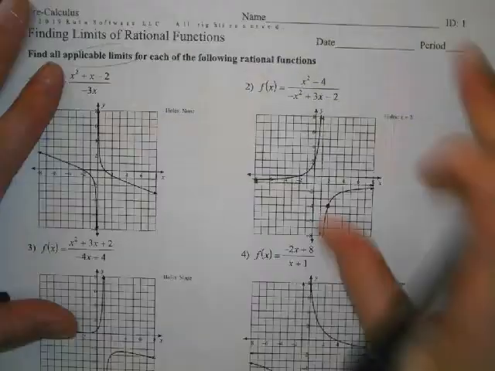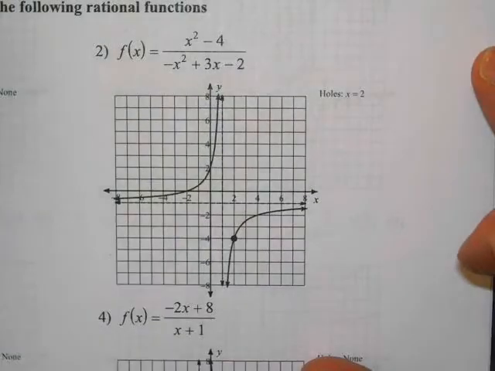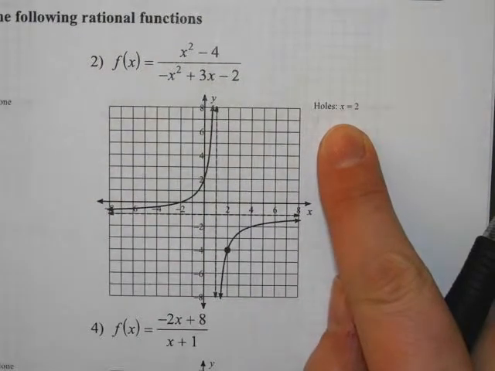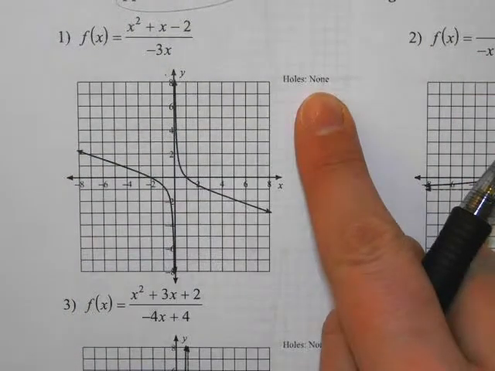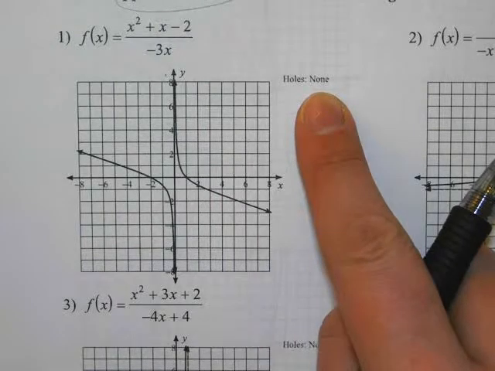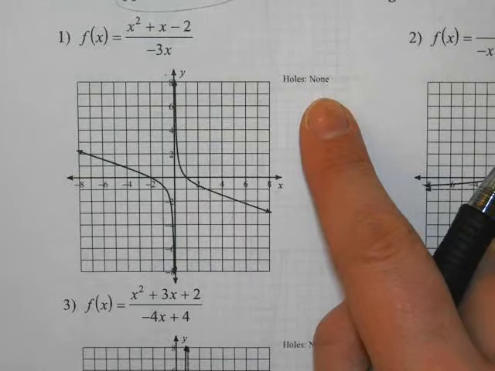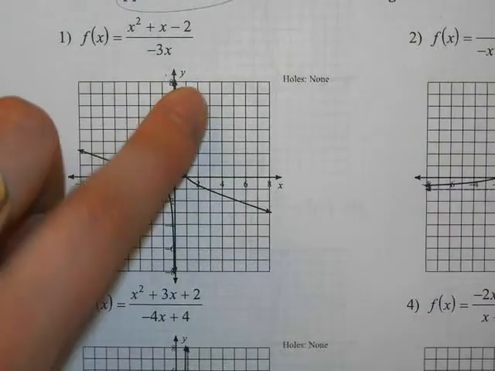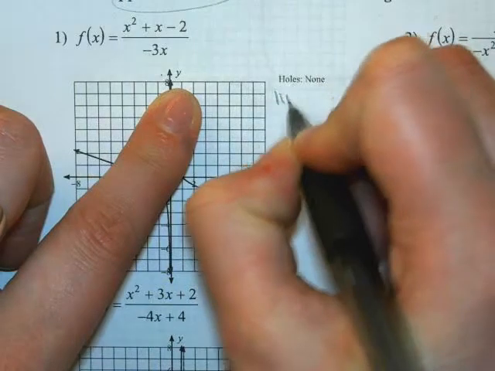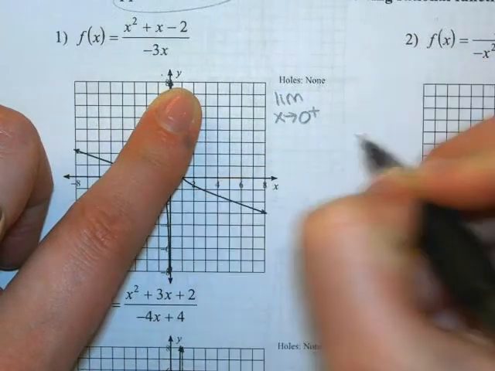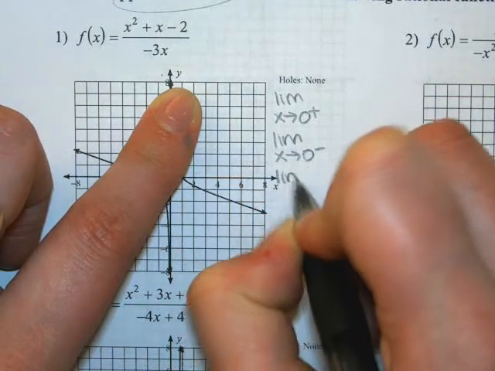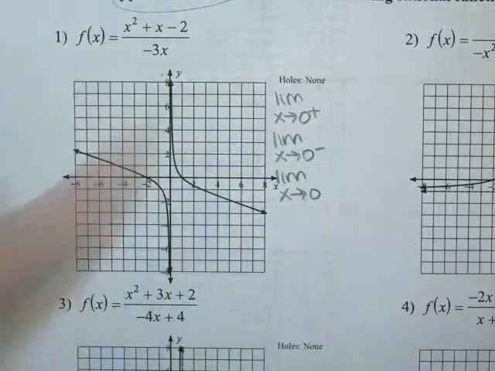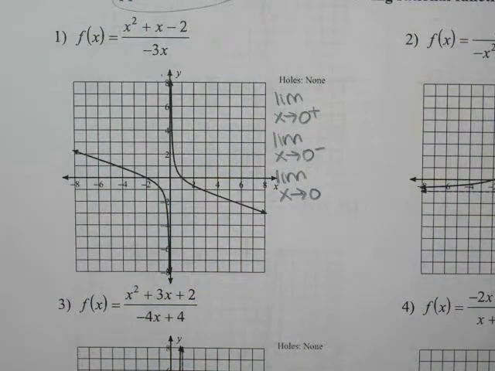Alrighty, so I had it print out and tell you if there was a hole on the graph. If you look at number 2, actually let's go ahead and start with number 1. It says there are no holes, so that means we can ignore the holes. We don't have to find those. But we do have a vertical asymptote. Can anyone tell where it is? It's at 0. So I'm going to write the limit as x goes to 0 from the right, the limit as x goes to 0 from the left, and then the limit as x goes to 0 overall, so I can make my conclusion.